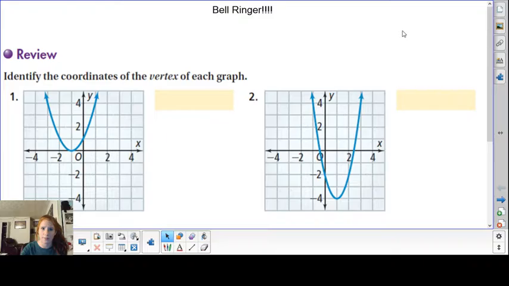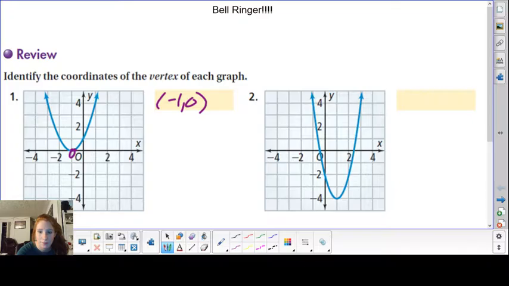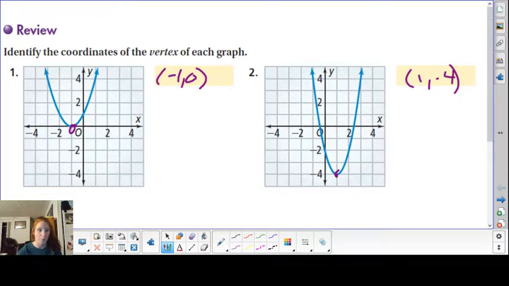So before we get started, let's just remind ourselves of basic stuff. Where are my vertices in these two? Right there, which is -1, 0. And this guy, which is 1, -4. So just a quick little refresher of basic parabola.